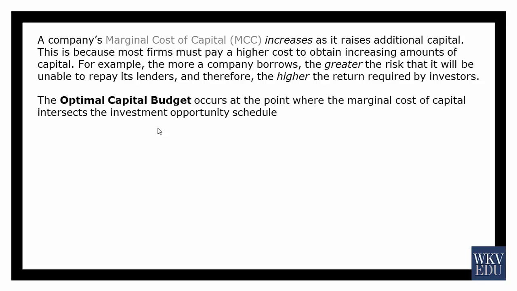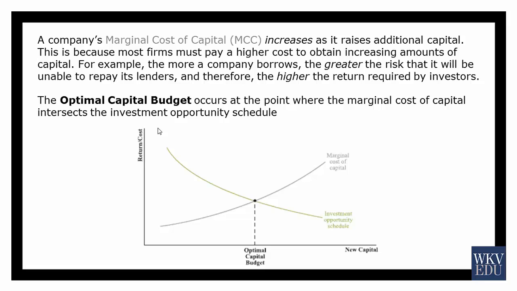The optimal capital budget occurs at the point where the marginal cost of capital and the investment opportunity schedule intersect, as shown in the diagram below. Again, from an exam testability perspective, you are not supposed to understand the preparation of the diagram. You will not be asked to draw diagrams on the exam. Okay, this I just gave for the purpose of completeness.